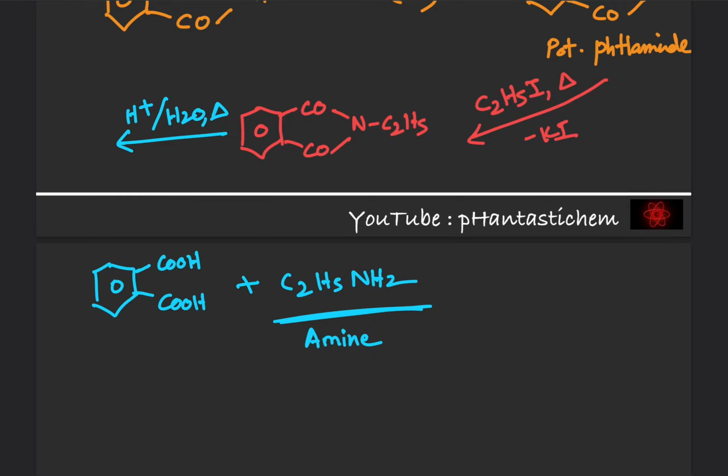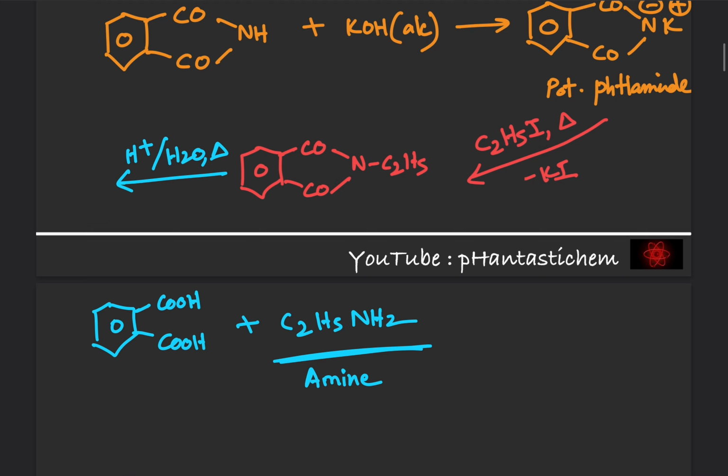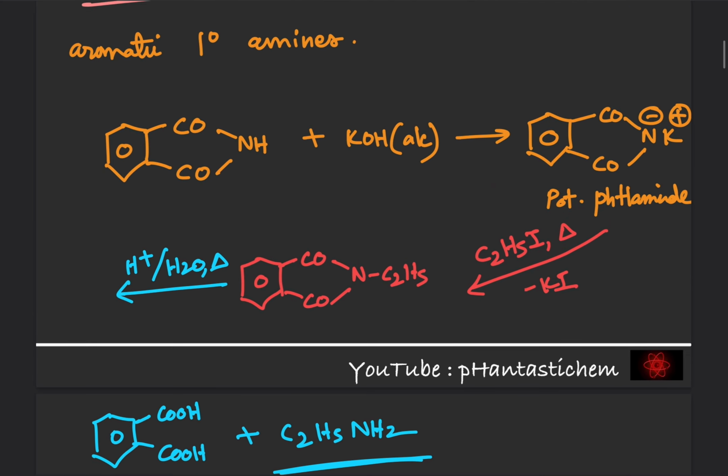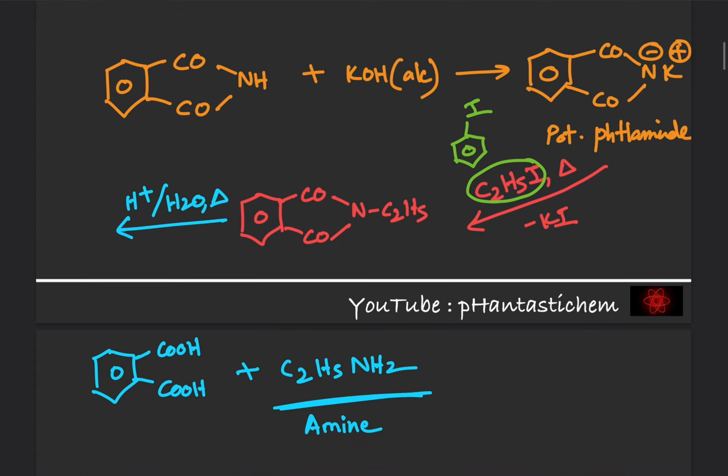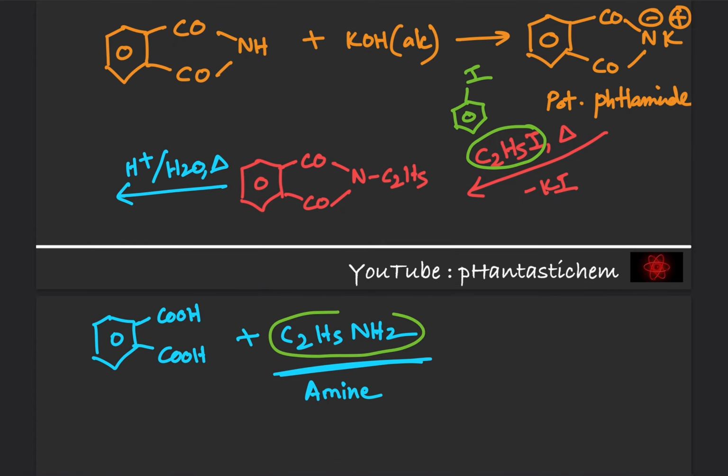Okay, so you can see this amine is formed by the nucleophilic attack of C2H5I on potassium phthalimide. So this attacked this. Okay, so if we had used an aryl halide or a haloarene like iodobenzene, so let's say instead of C2H5I, if I would have used iodobenzene, instead of getting C2H5NH2, I would have got aniline.